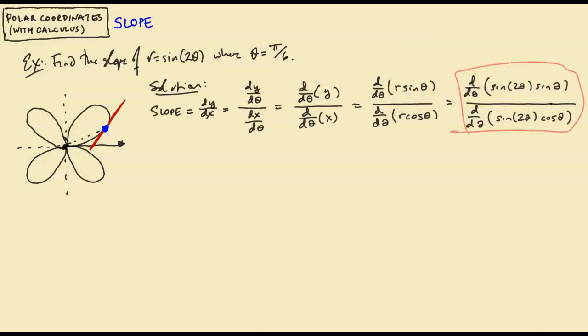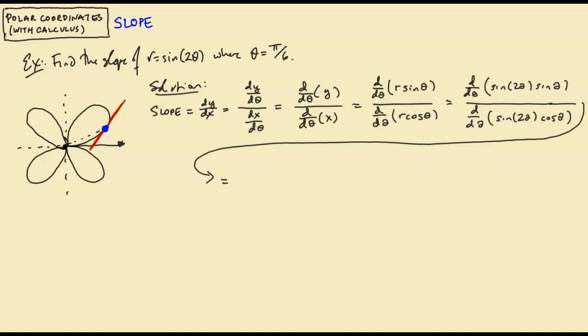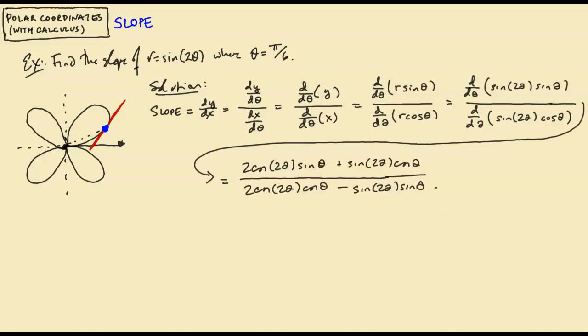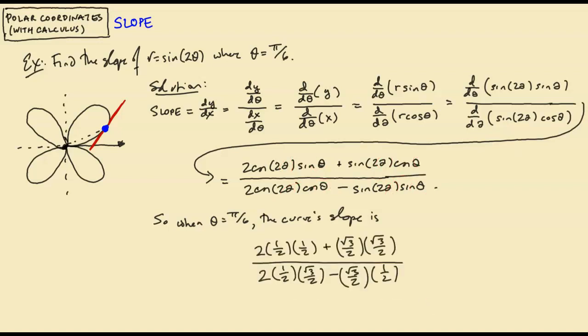And all this stuff is something we can compute, because this is just a function of theta, and we want to take its derivative with respect to theta, and same story downstairs. When we do so, we get this stuff, which just comes from applying the product rule upstairs and the product rule downstairs. And this somewhat gory recipe gives us the slope of this curve as a function of theta for any value of theta. So in particular, when theta is pi over 6, the curve slope is, and now all we have to do is stick pi over 6 into every one of these thetas. That's a bit of a pain, but when we do so, we get this, which tidies up pretty easily.